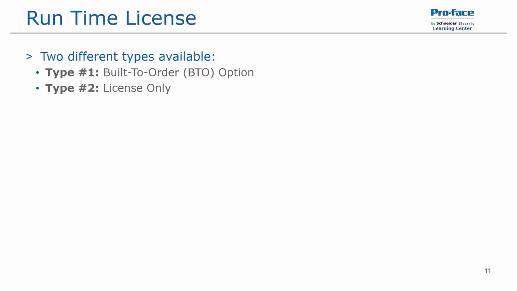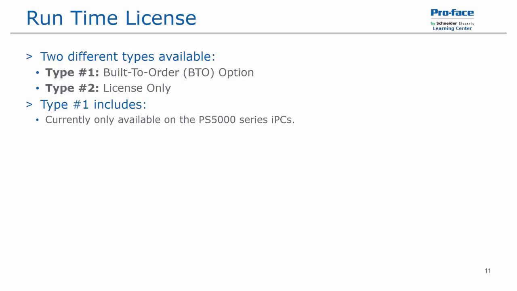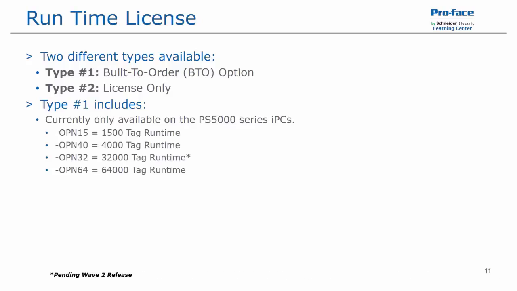Further discussion about runtime licenses. There are 2 different types available. Those are currently a build to order option or BTO, and the license only, meaning purchasing just the license. Type 1 currently only available on the PS5000. And there are the configuration options for the PS5000.